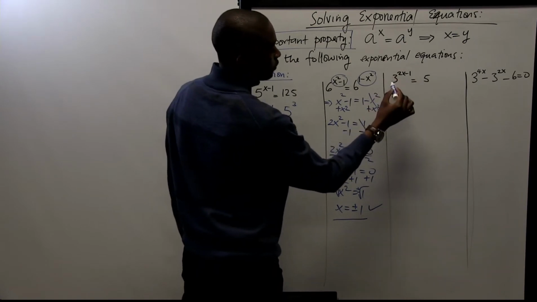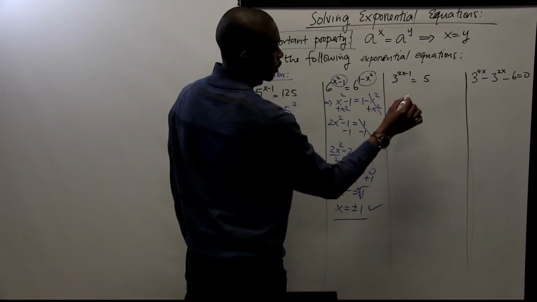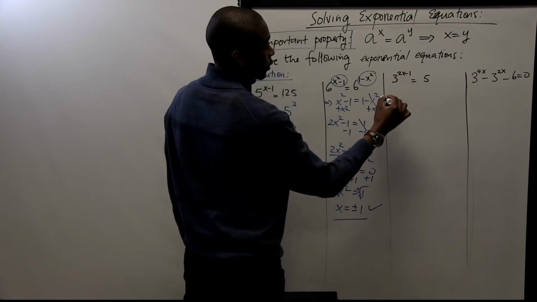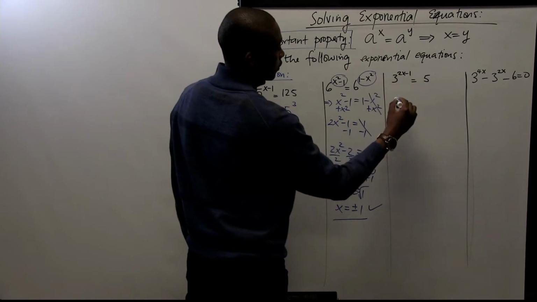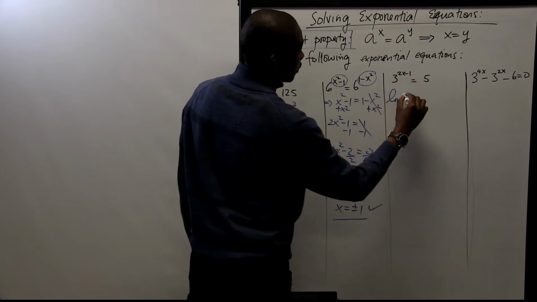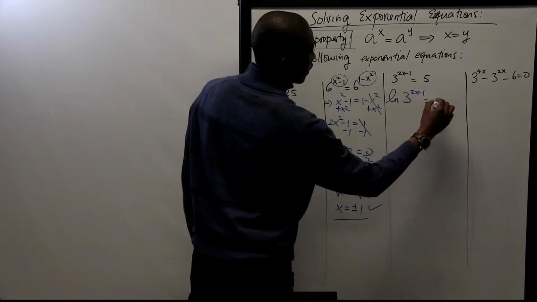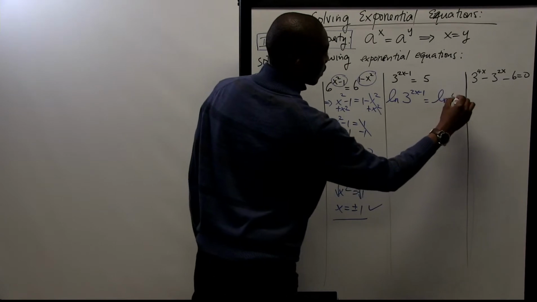But the thing is, we don't even have the log over here, so we first have to introduce the log. It's an equation, remember. Whatever you do on one side of the equation, it has to be done on the other side of the equation as well. So I'm going to introduce the natural log on the left hand side, so natural log of 3 to the power of 2x minus 1. I have to do the same thing on the other side, natural log of 5.